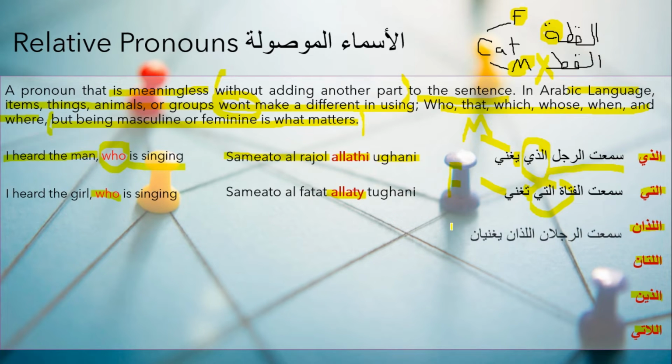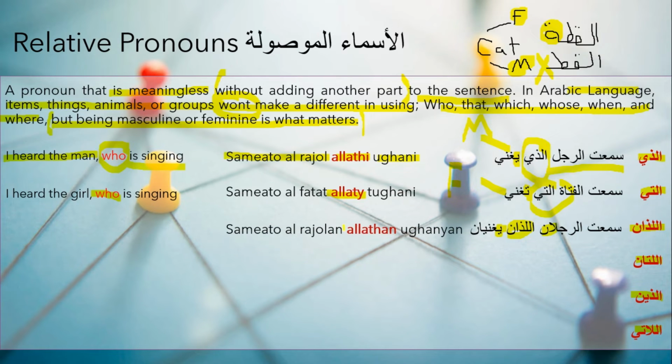And if I say al-qitt without the ta, that means it's masculine. So, I heard the girl who is singing. Now, اللذان: سمعت الرجلان اللذان يغنيان. Again, for the masculine, I used يغنيان. I start with ya, يغنيان, not ta. Both اللذان and اللتان are dual.